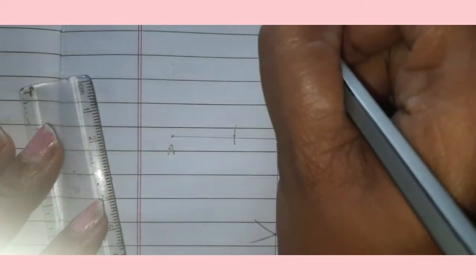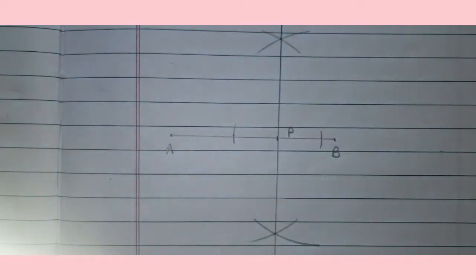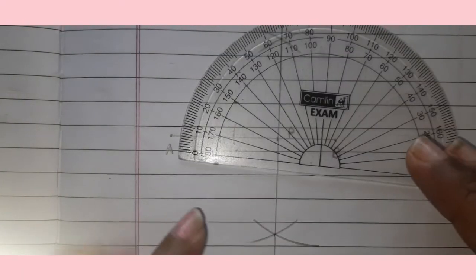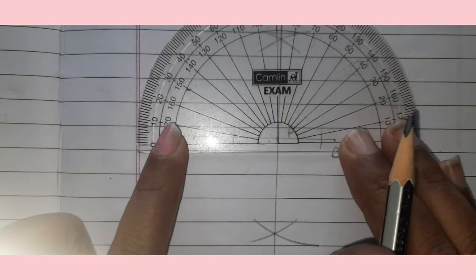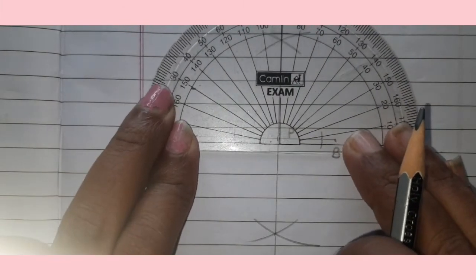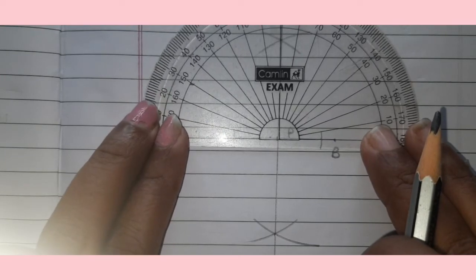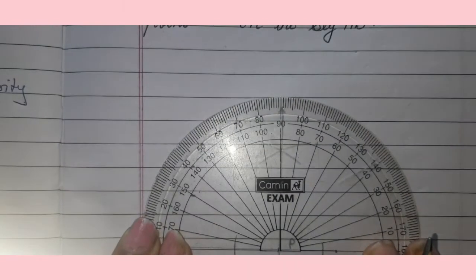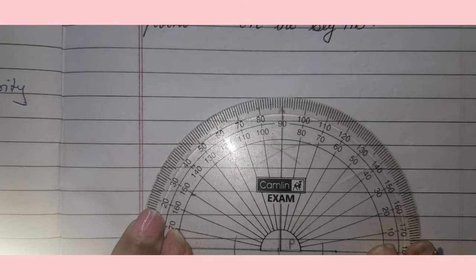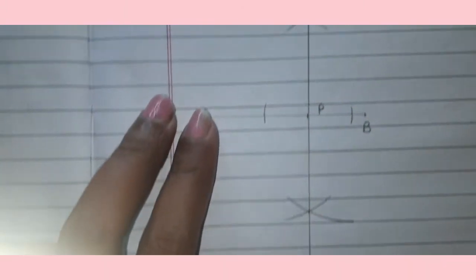Now you have to check whether it is a perpendicular or not. For that, what do you have to use? You have to use the protractor. So keep the protractor on point P and measure the angle. Is it exactly 90? Then our construction is correct. So this is the first basic construction that we have done. Now we'll move on to the next construction.